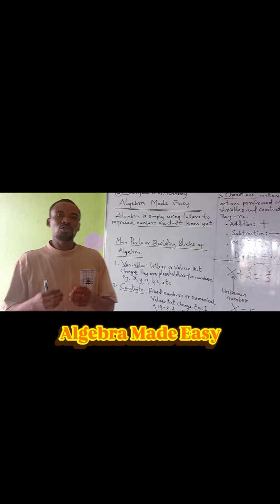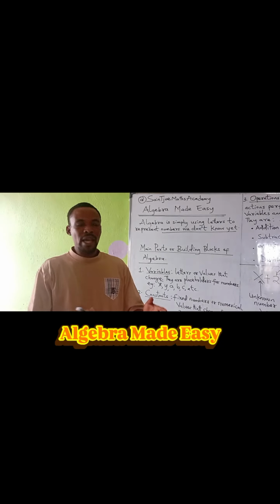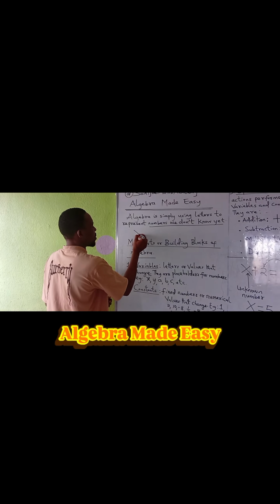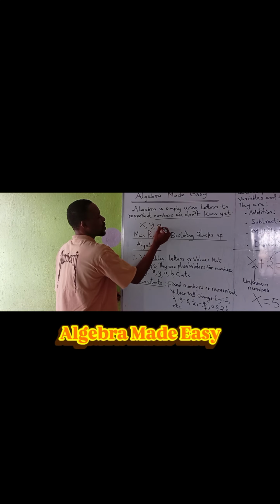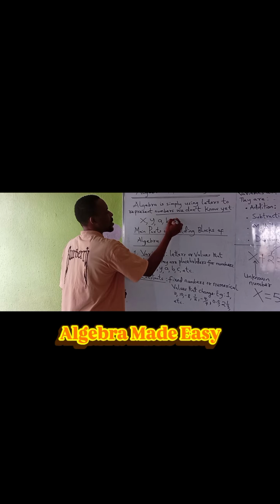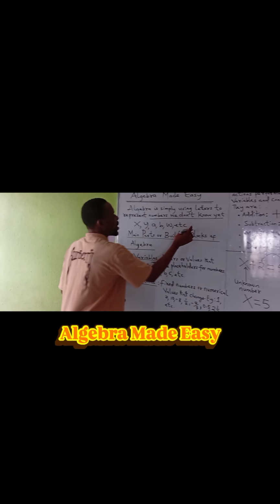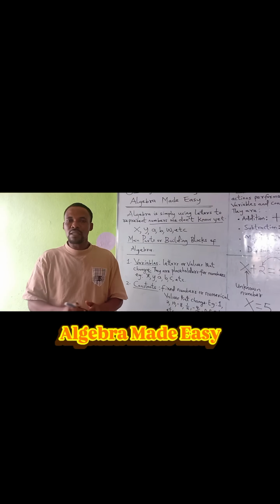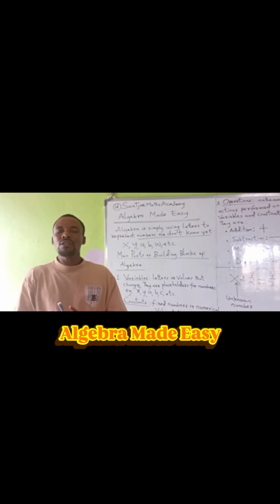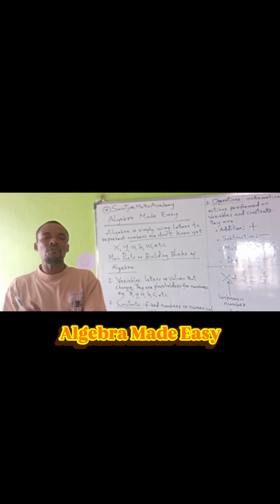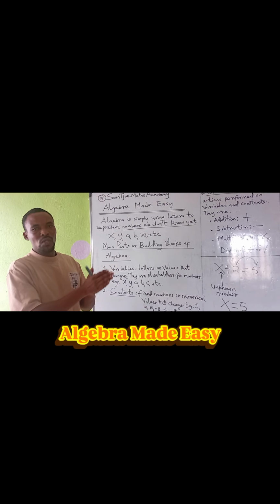Algebra says we should use any of the letters of the English alphabet, whether X, whether Y, we could also use A, B, let's say W, any of them. You can use any of these letters to represent numbers that are not known yet. Now, the aim of algebra is just to discover or find these numbers that are not yet known.